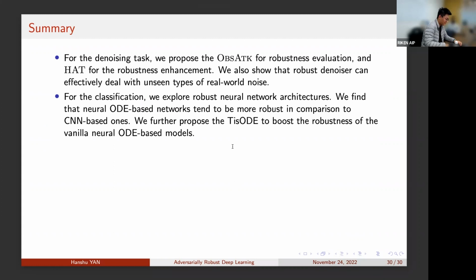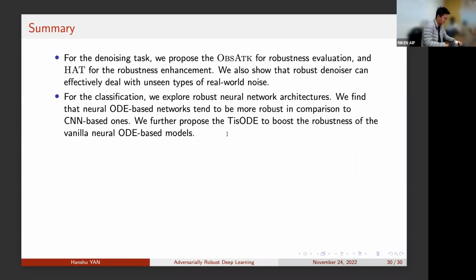So the topic of this talk is the adversarial robustness of diffusion algorithms. We are interested in two tasks. The first one is the denoising task. The second one is a classification task. For the denoising task, we proposed an observation-based attack for robustness evaluation. And we show that the current deep image denoisers are vulnerable against adversarial attack. And then we propose a hybrid adversarial training, HAT, to robustify the deep image denoisers. And we also show that robust denoisers can effectively deal with some unseen types of real-world noise.